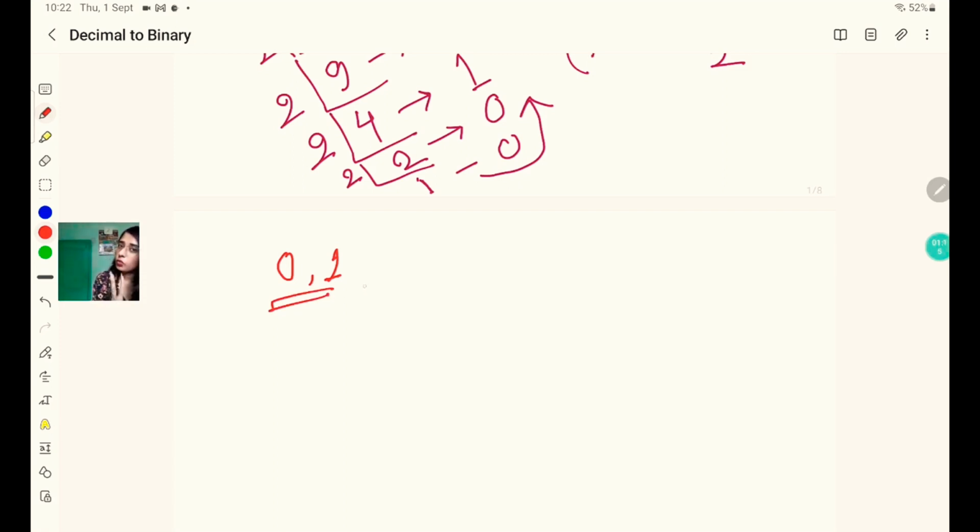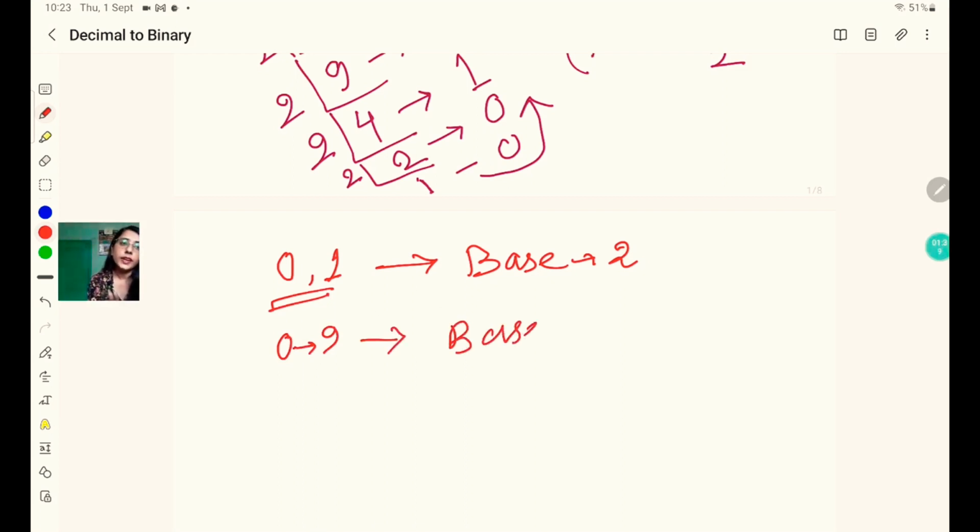As it has only two values, it has a base of 2. But in the case of a decimal number, we can have any values between 0 and 9. As there are a total of 10 numbers from 0 to 9, we have a base of 10 in the case of a decimal number. So a decimal number has base 10 and a binary number has base 2.